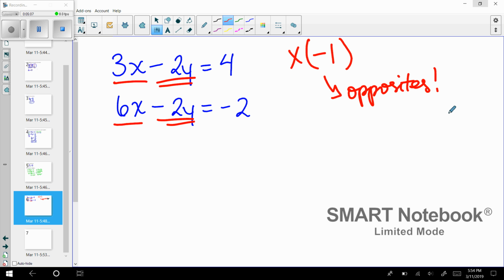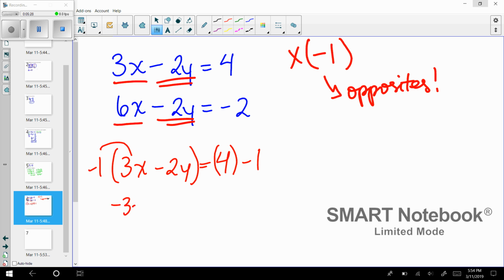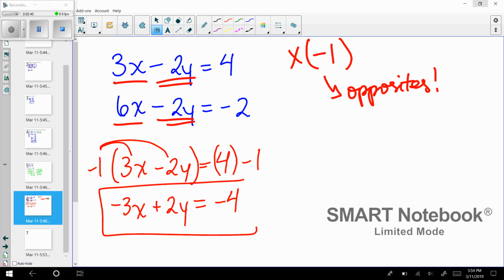So you could really do this to either of them. I guess I'm going to choose to do it to the first one. So I've got 3x minus 2y equals 4. All of this is getting multiplied by -1, each side of the equal sign. So -1 times 3x, -3x, -1 times -2y is a positive 2y equals -4. So now, when I compare this to my first equation, I have my opposite coefficients.